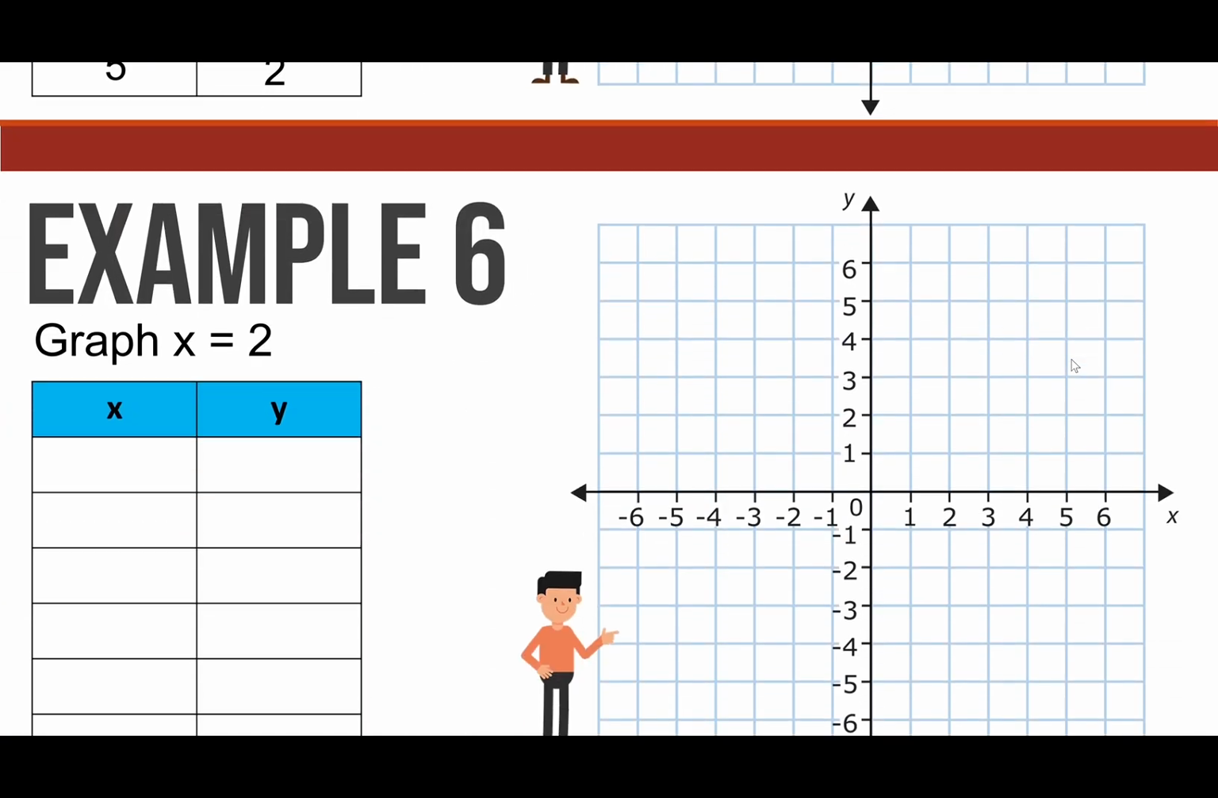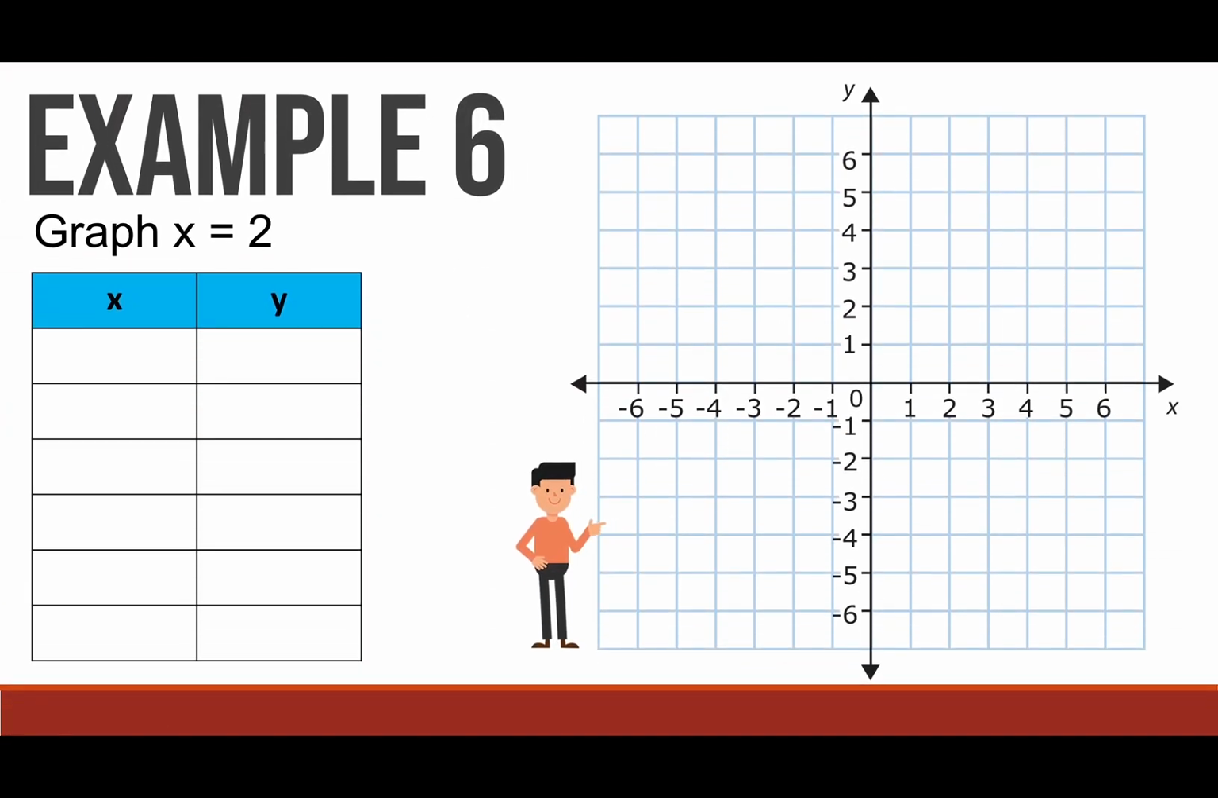Example number 6. Here I have x is equal to 2. Same thing, same idea, right? This just means that all the x values are equal to 2. So I can say this is 2, and this could be, I don't know, 1 or something. This could be 2, that's 2. 2, 3, 2, 4, 2, 5, 2, and then 6. Plot this, very easy. Look what happens. If I have the first one, I have 2, 1, and then I have 2, 2, 2, 3, 2, 4. Ooh, this is a vertical line.